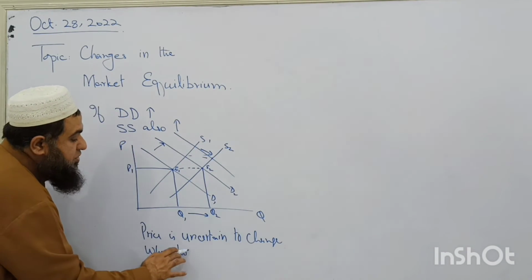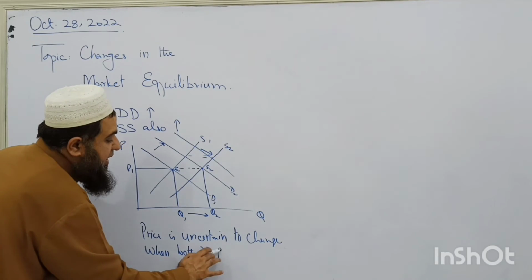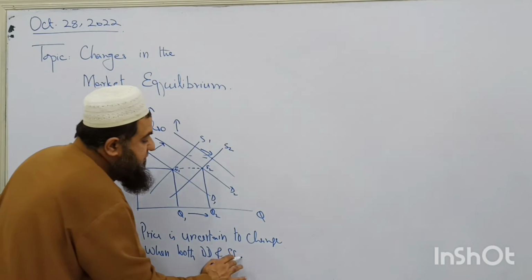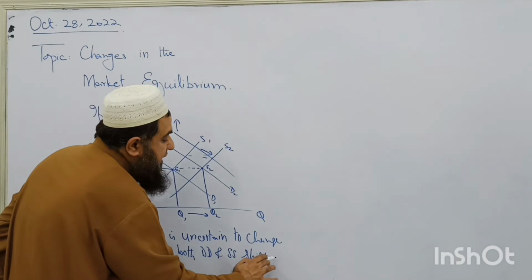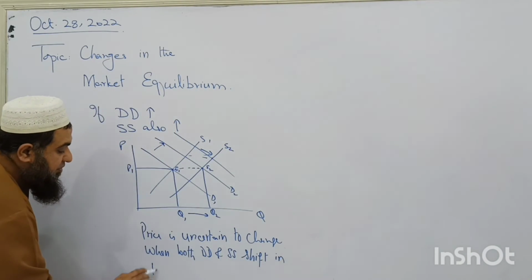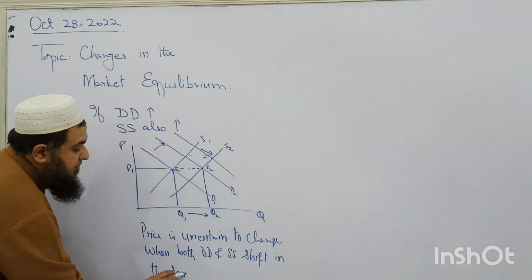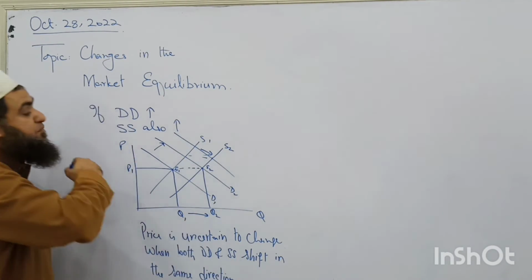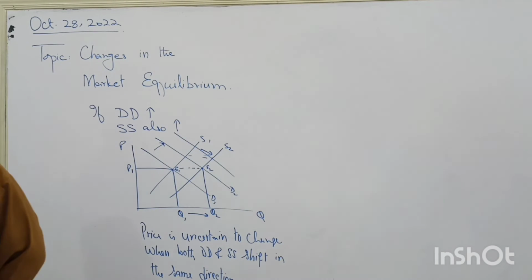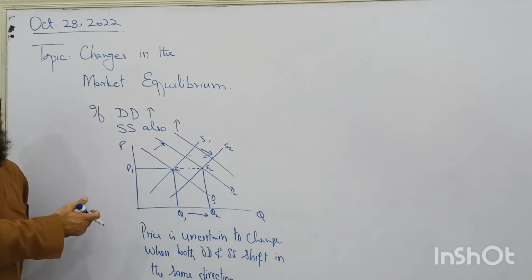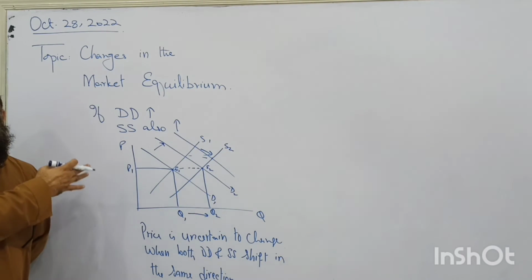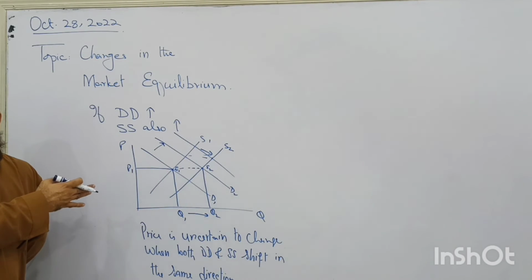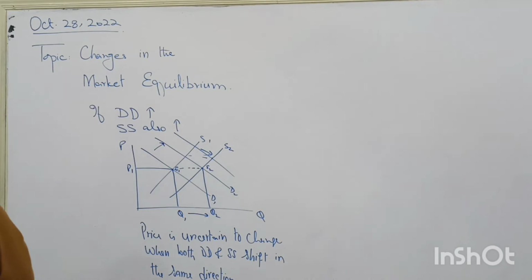We don't know, it is uncertain to change when both demand and supply shift in the same direction. Here I shifted to the rightward. If both shift leftward, what happens? Equilibrium quantity will fall, but again there is uncertainty about the equilibrium price, because the direction of shift is the same.